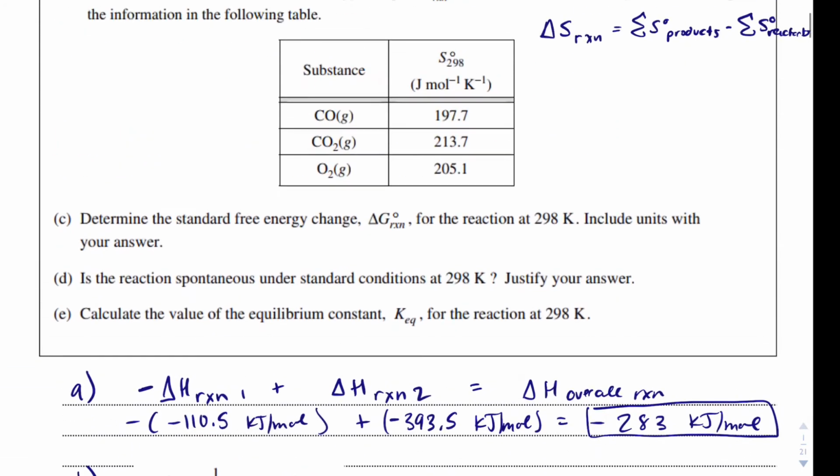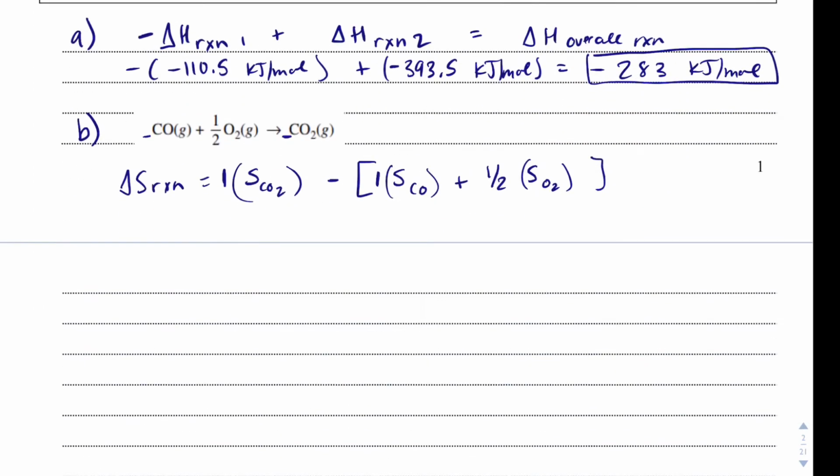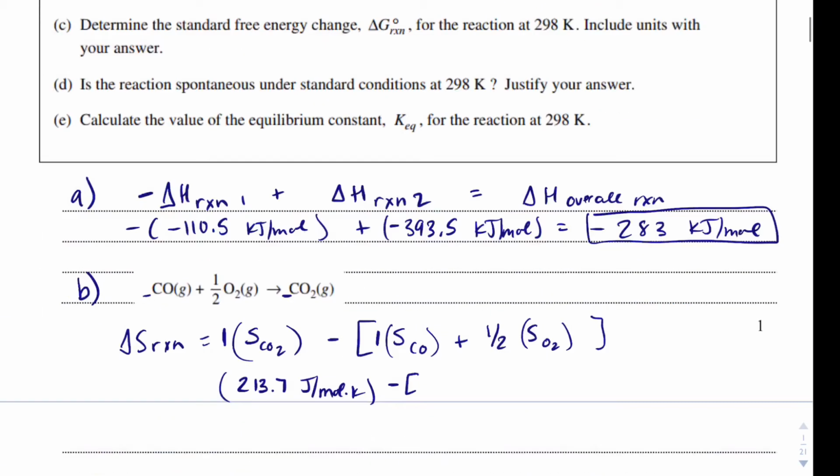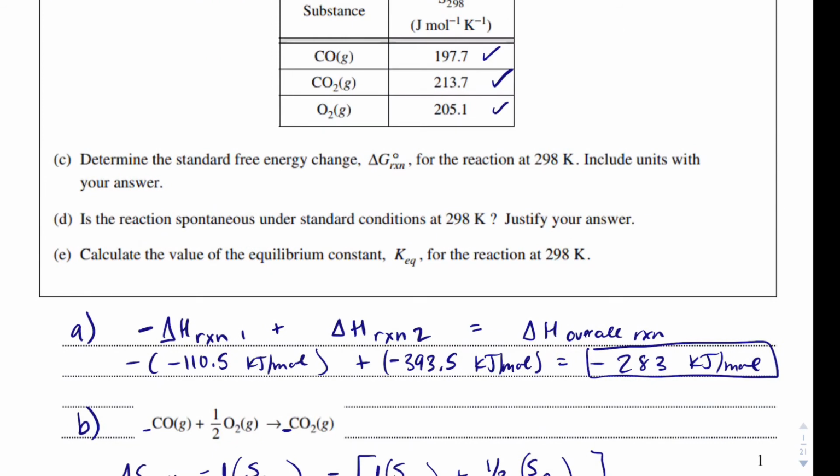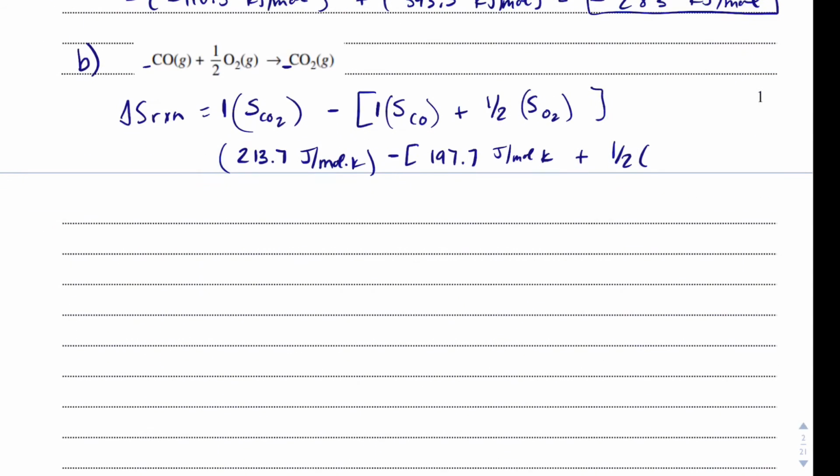Okay, so now I need to use the table, and what I like to do is check off each one as I plug it in. So CO2 is going to be 213.7. And units for entropies are going to be joules per mole times Kelvin, minus the S of CO, which is 197.7, and then plus 1/2 the S of O2, and that's going to be 205.1, but really we'll end up using half of that.